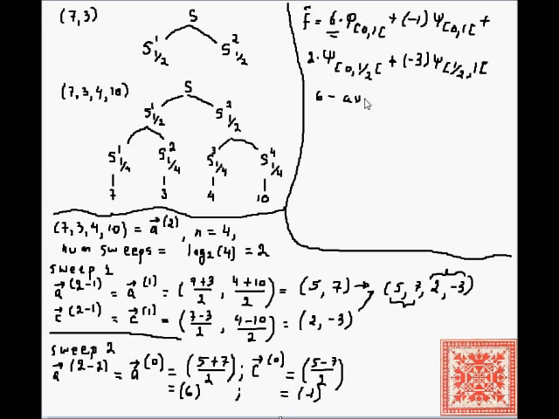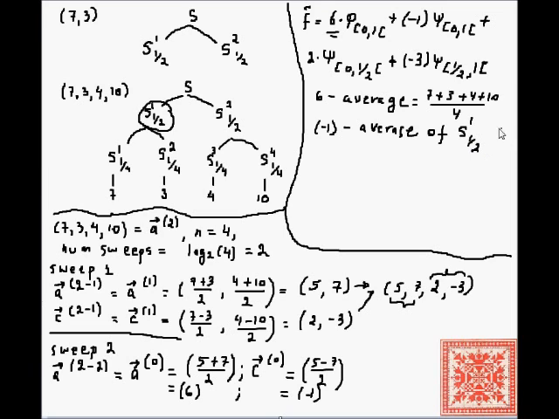So what is 6? 6 is the average value of the sample. So if we add up 7, 3, 4, 10, and divide by 4, we're going to get 6. So 7 plus 3 plus 4 plus 10 divided by 4 equals 6. So minus 1 is the coefficient of the wavelet that shows how the average of the first half changes to the average of the second half. Right, so the average of the first half, 5, changes to become the average of the second half, right?